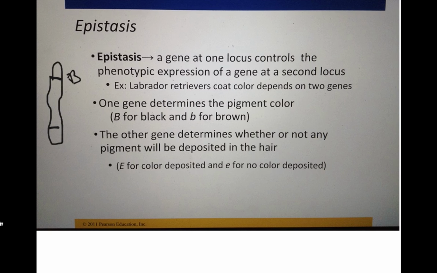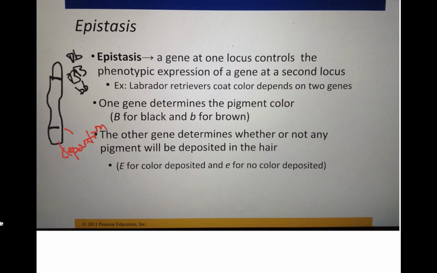So if they have a capital B, it's going to be black, and the only way they can have a brown coat is if they don't have the capital B, where they have two recessive. It could also be heterozygous and still be black, either way. So this first locus determines the coat color. The second locus down here determines your deposition, or whether or not the color is actually deposited into the coat.